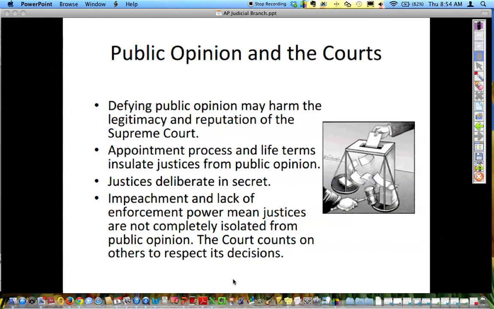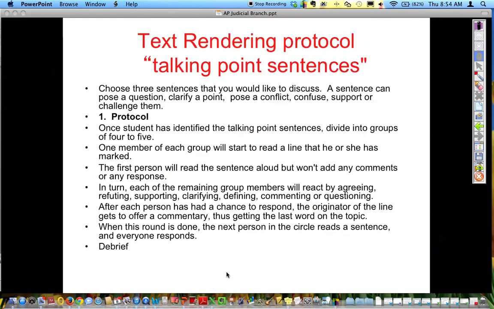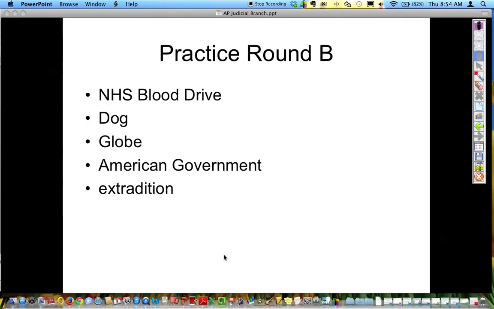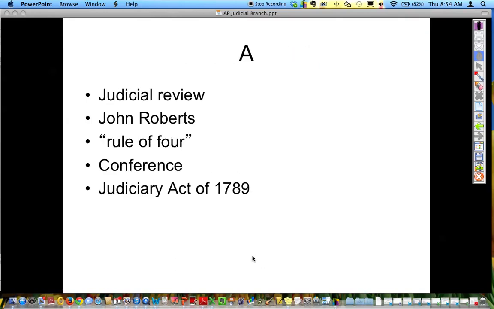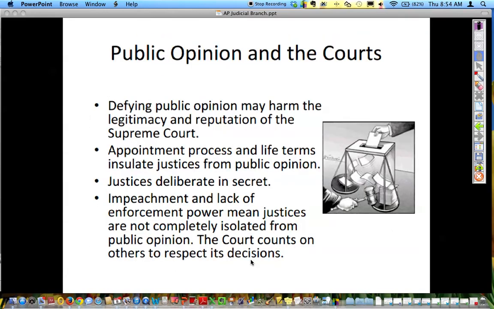Public opinion in the courts, I think you can read that. That's pretty self-explanatory. And that's going to be the end. So I hope that you learned a little bit on this information, how a case gets to the court, and also how a case is heard by the Supreme Court.